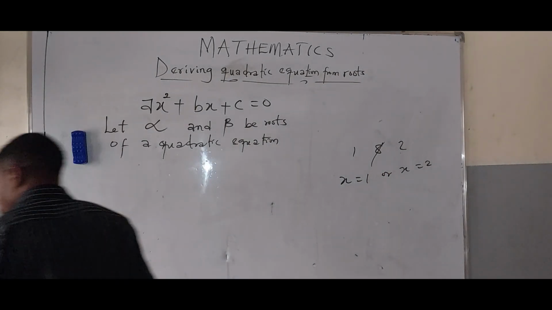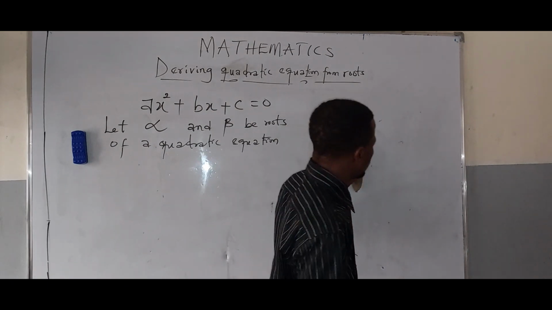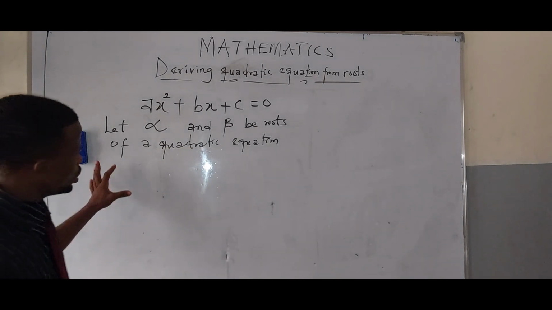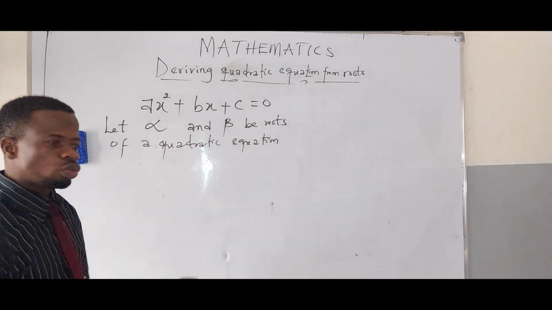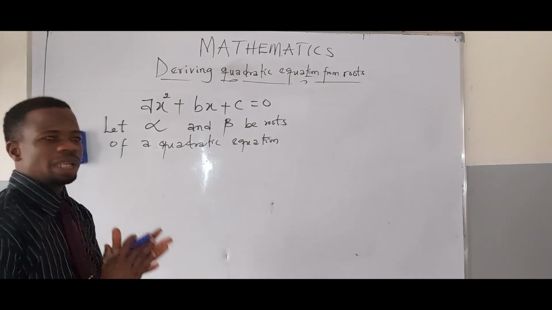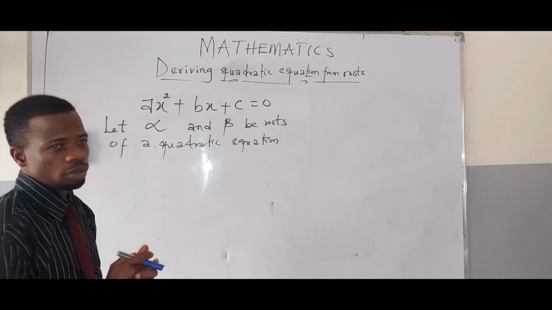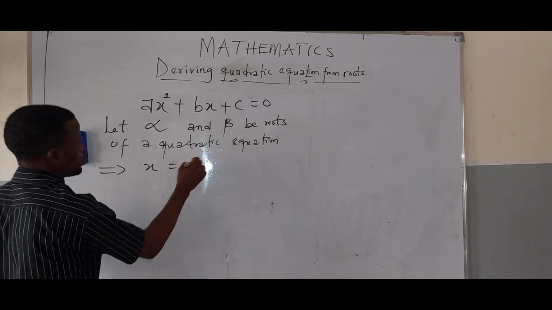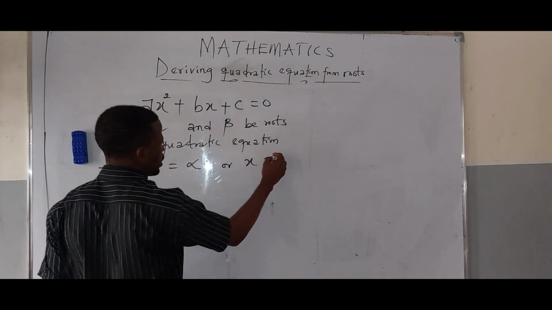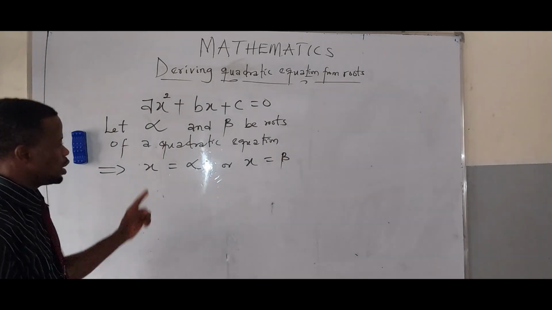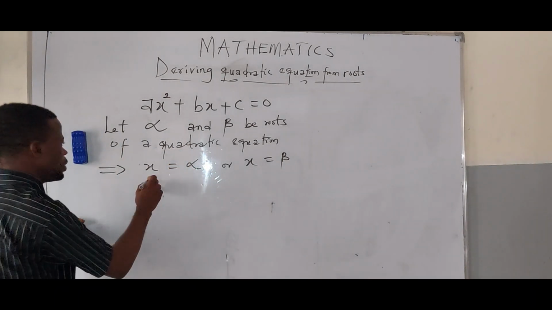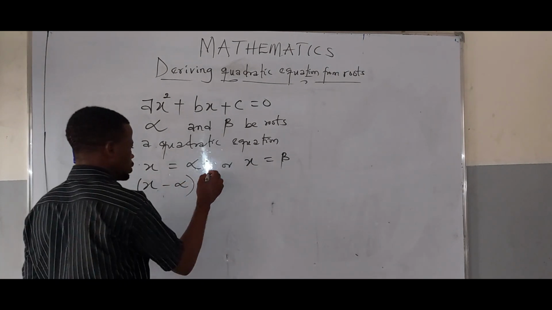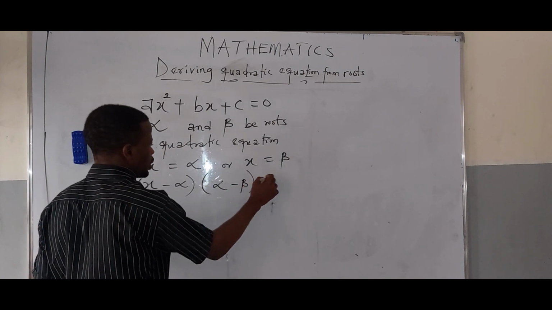So let's do the same thing. I want us to derive a kind of general method with the use of alpha and beta. So when we have the roots of a quadratic equation, you can easily generate that equation. So this implies that x can be equal to alpha or x can be equal to beta. Right? Now, let's bring alpha to the left hand side. That implies that x minus alpha is equal to 0 and x minus beta is equal to 0, right?